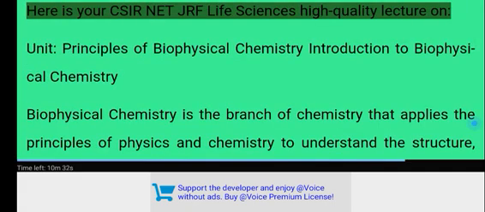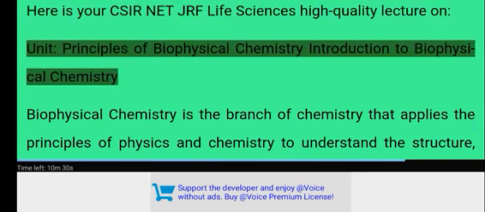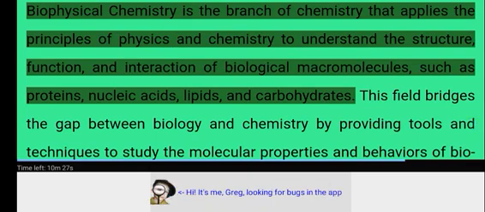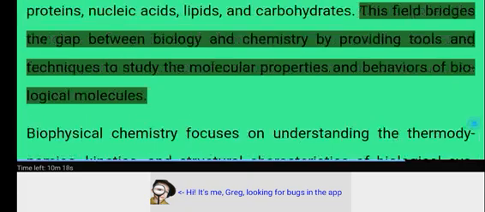Here is your CSIR NET JRF Life Sciences high quality lecture on the unit Principles of Biophysical Chemistry. Introduction to biophysical chemistry. Biophysical chemistry is the branch of chemistry that applies the principles of physics and chemistry to understand the structure, function, and interaction of biological macromolecules, such as proteins, nucleic acids, lipids, and carbohydrates. This field bridges the gap between biology and chemistry by providing tools and techniques to study the molecular properties and behaviors of biological molecules.